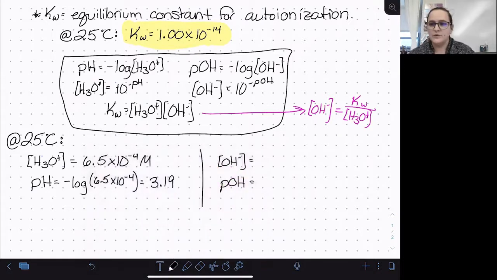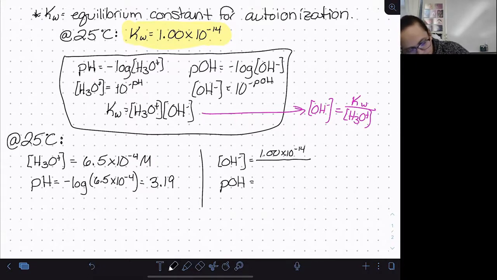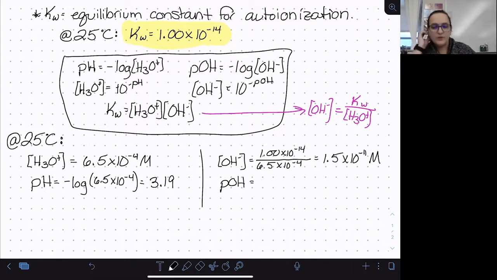So if we take that with the numbers that we actually have, we're told at 25 degrees Celsius, which means this is our value for Kw. So we'll have 1.00 times 10 to the minus 14th over our hydronium concentration, which was 6.5 times 10 to the minus 4th. So that gets us a hydroxide ion concentration of 1.5 times 10 to the negative 11th molar.